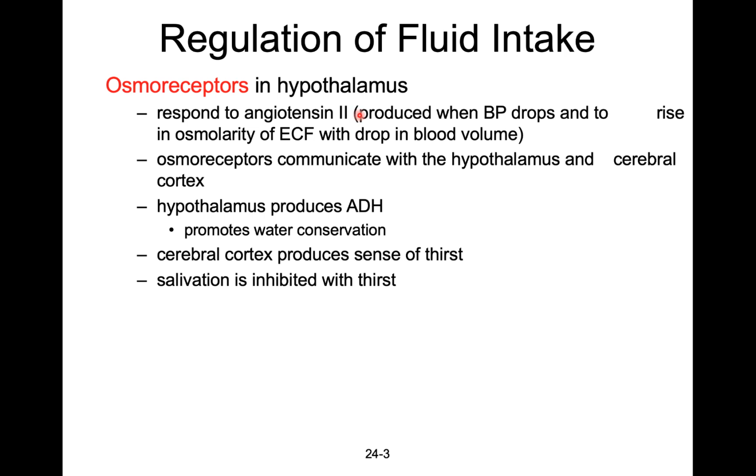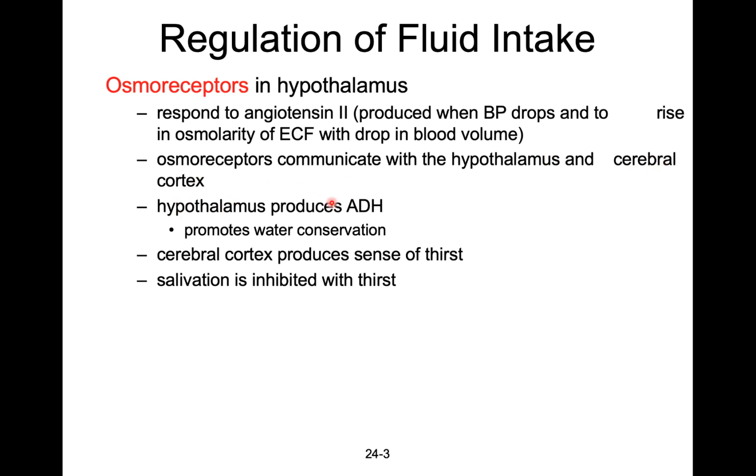The osmoreceptors respond to angiotensin II. Now, if we go back to the last PowerPoint, we learned about the renin-angiotensin system, and you learned that angiotensin II was the active form of the enzyme, and this caused a few different things to occur in your body. You secreted it when your blood pressure dropped, and with that, you were able to trigger thirst, you were able to trigger vasoconstriction, and you were able to trigger secretion of aldosterone.